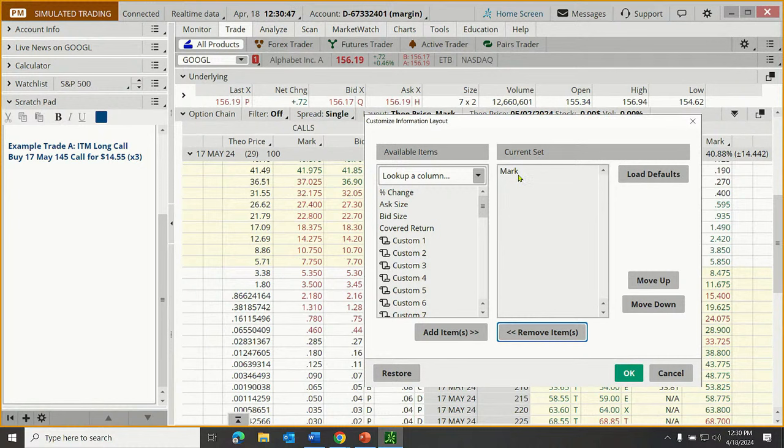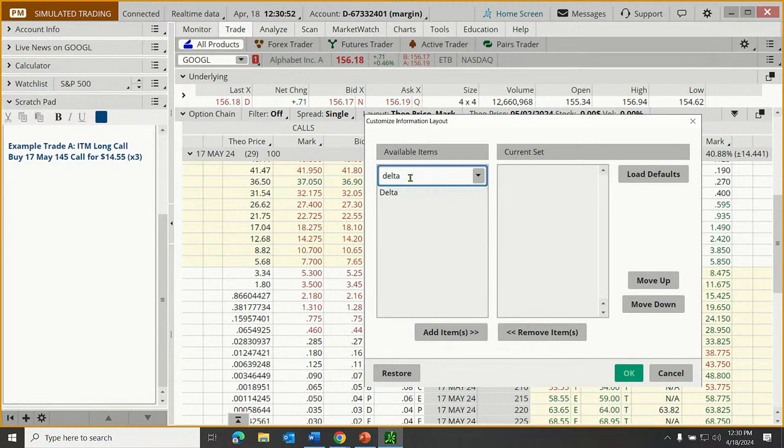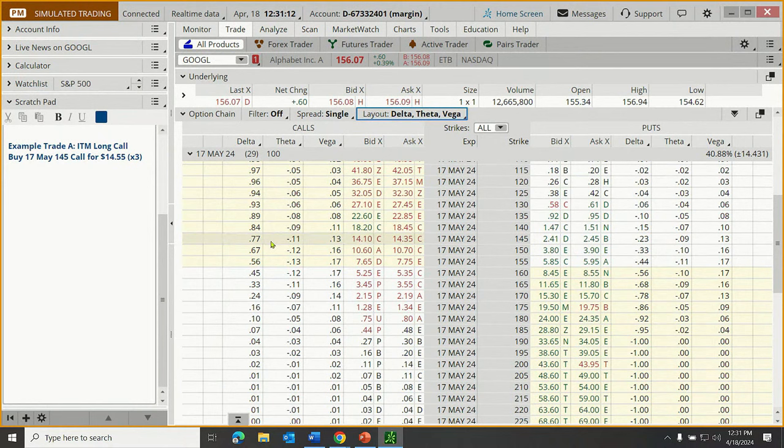And I'm going to put our Greeks in here. Not all of them. I'm going to do Delta. Let's add that. Let's search for Theta and add that. And let's throw Vega in here and add that. But our focus is just going to be really on Delta. Let's click OK. So here are our Greeks. And I'm going to go to that 145 strike price and look at its Delta. Let's examine that and its implications for the leverage of this option.